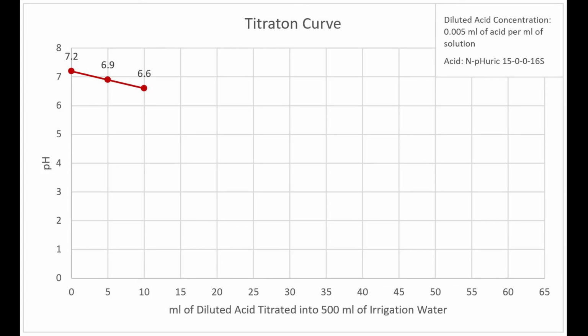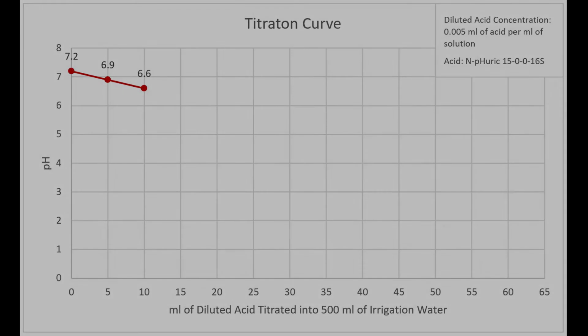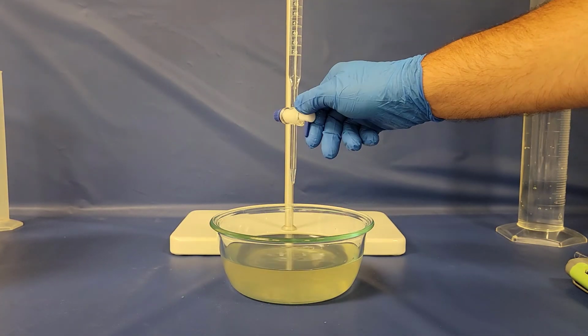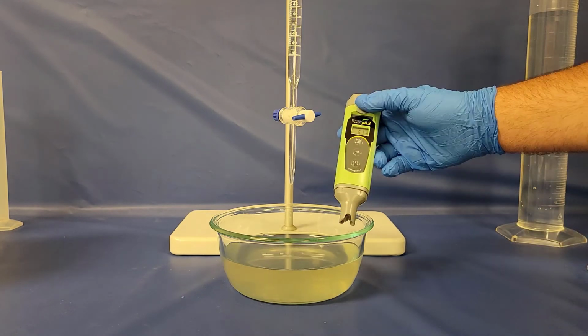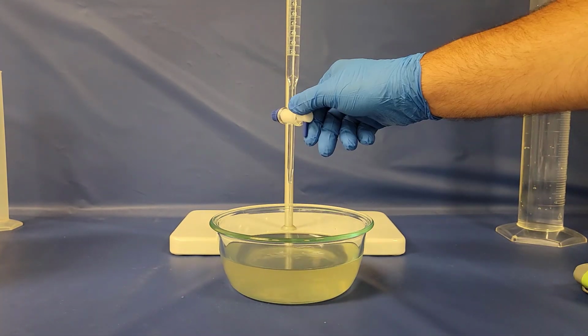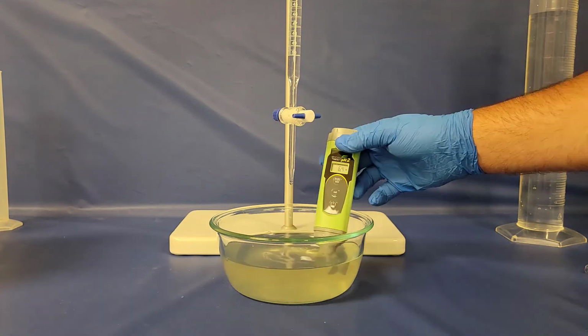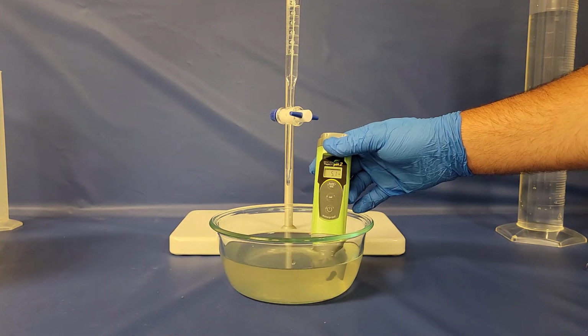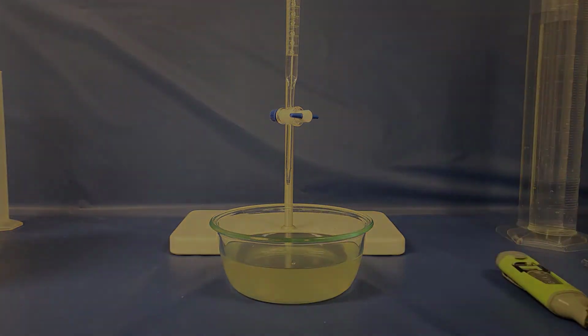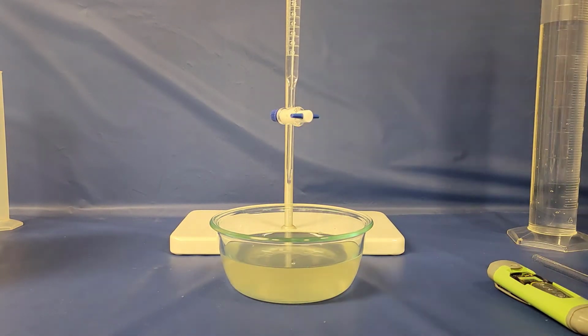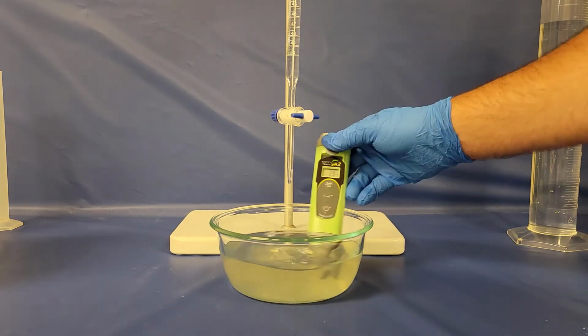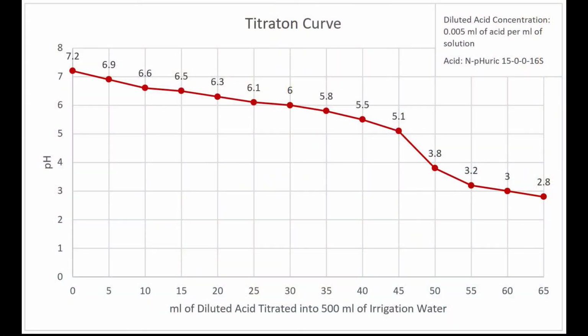We're going to continue adding 5 milliliters of our acid solution to our irrigation water until we achieve a pH below 3. We'll time lapse this a little bit for you so you don't have to watch the whole process. Here's our final graph after completing our titration. You can see that we ended up adding 65 milliliters of our acid solution to get the pH below 3.0.